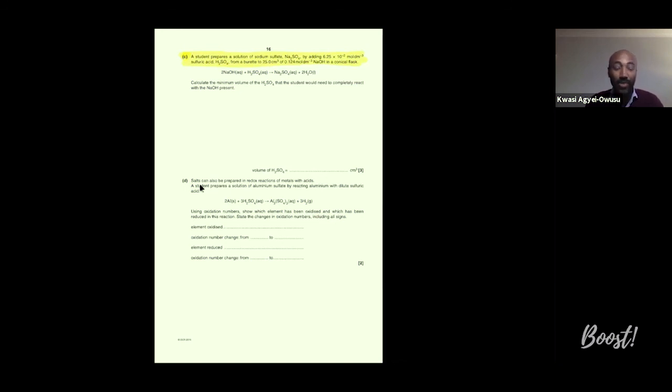In any titration calculation where there isn't an equation given to you, you need to make sure that that is the first thing you do, that you write down a balanced equation where possible. Okay, so we're asked to calculate the minimum volume of the sulfuric acid that the student would need to completely react with the NaOH present.